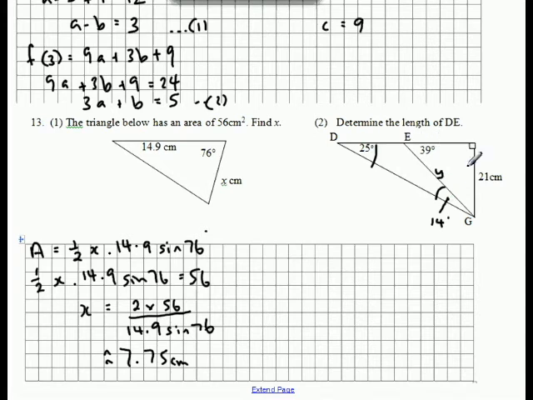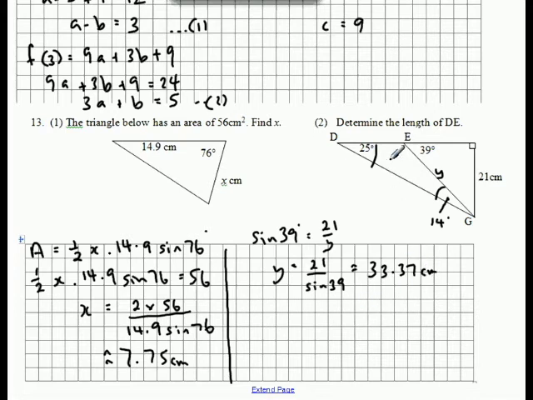So to work out y, we can use this triangle here, we can use the sine of 39 equals 21 on y. And rearrange the equation, we end up with 37 centimetres for y. And now to work out DE, I know that DE on the sine of 14 is equal to y on the sine of 25. So DE would equal y times the sine of 14, all divided by the sine of 25. So this number, 33.37, throw it into the calculator, times by sine 14, etc. And you end up with about 19.10 centimetres.